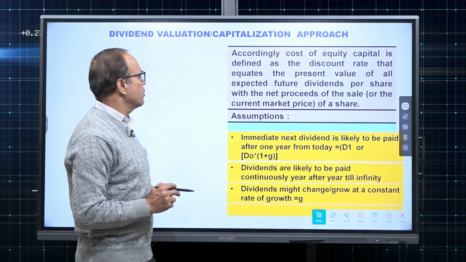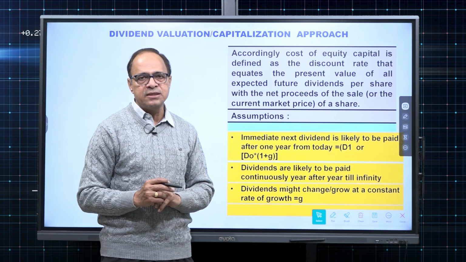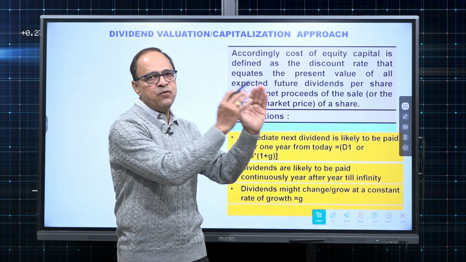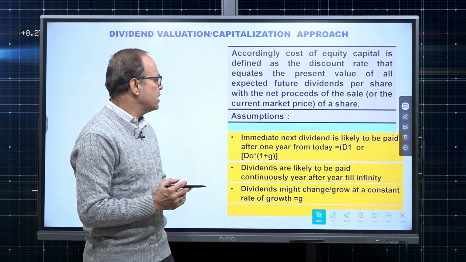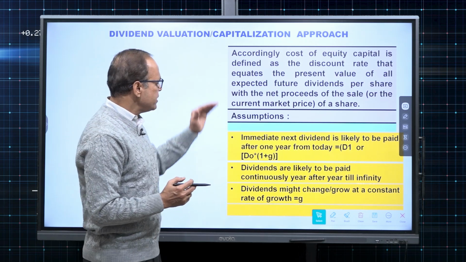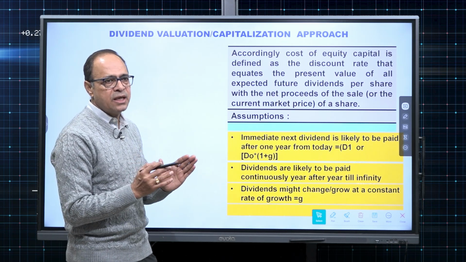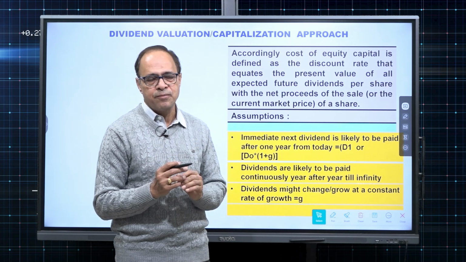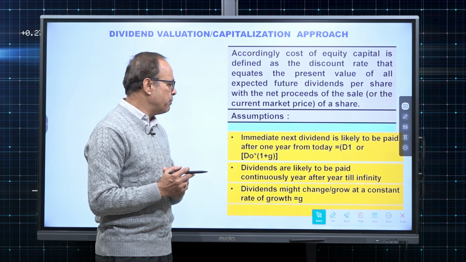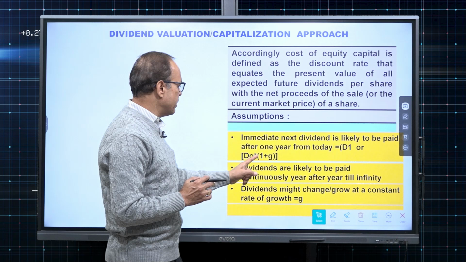So, dividend valuation or dividend capitalization approach. Accordingly, cost of equity capital is defined as the discount rate which equates the present value of all expected future dividends from the equity with the sales proceeds of the equity or the current market price. Now, what are the assumptions of this particular one? Assumptions are as we had in the case of Gordon's growth model, that if suppose we are calculating cost of equity today, the immediate next dividend will be paid after 1 year. So D1 can be calculated as D0 multiplied by 1 plus G.